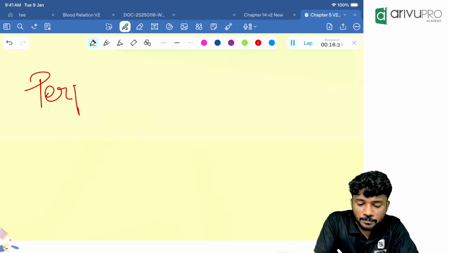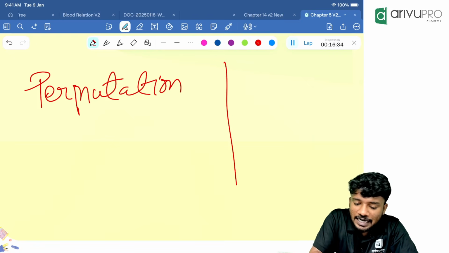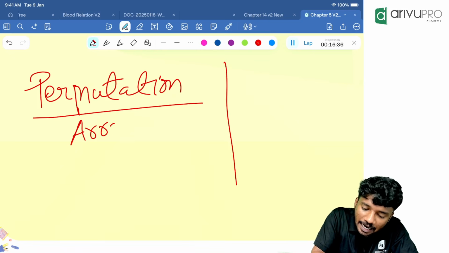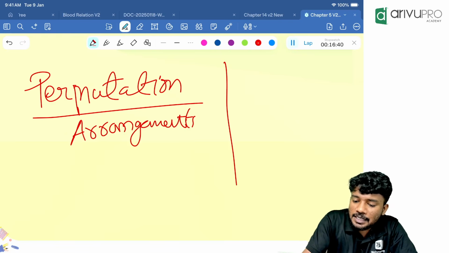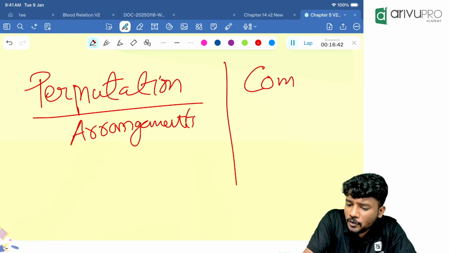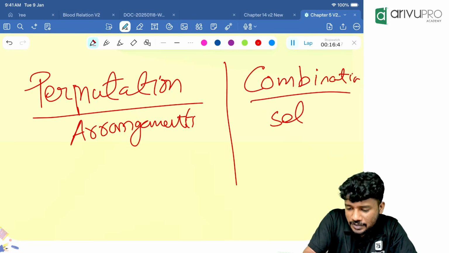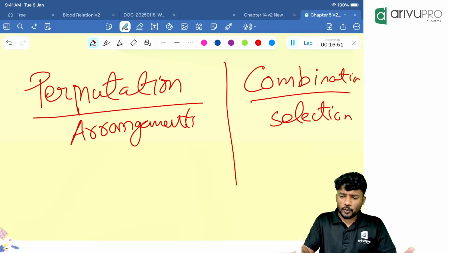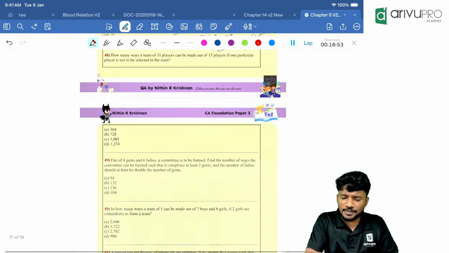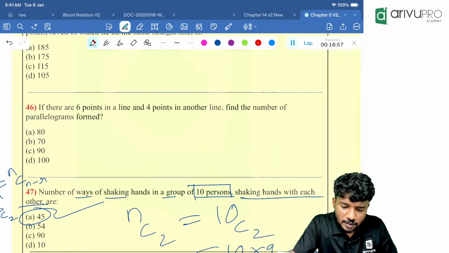Permutation means what? Permutation means whenever they are asking for arrangements, we are talking about permutation. When we are talking about selection, that is combination. Then, when will we know that the question is based on permutation? Randomly, I'll take you to a question. Look here.